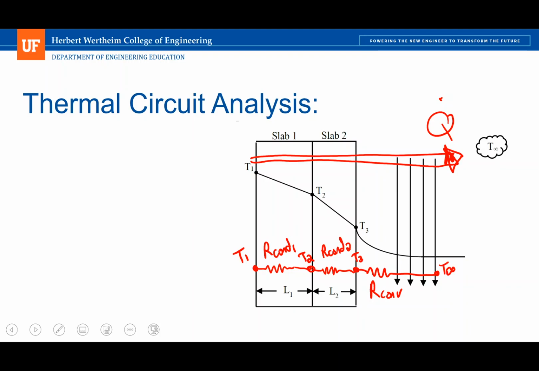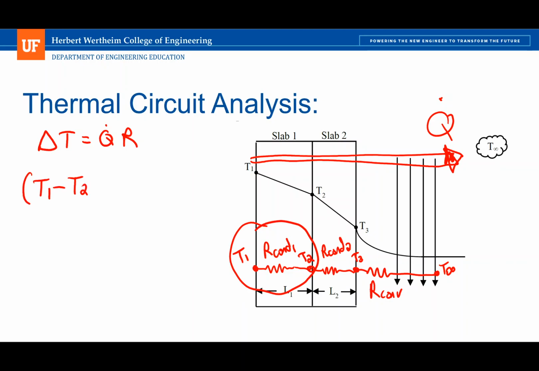So let's write an equation for the very first resistor. Since I know heat is traveling from left to right, I know that T1 is my bigger temperature and T2 is my smaller temperature. So when I write delta T is equal to Q dot times R, again, this is the analogy, delta V is equal to IR. That delta T, I'm always going to write it as a positive quantity. T1 minus T2 is equal to Q dot times R conduction 1.